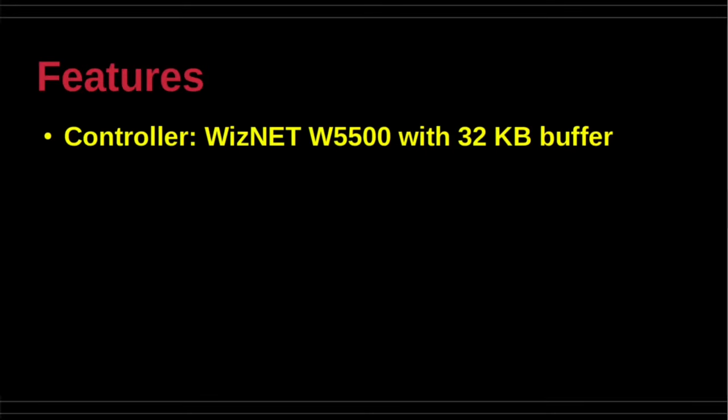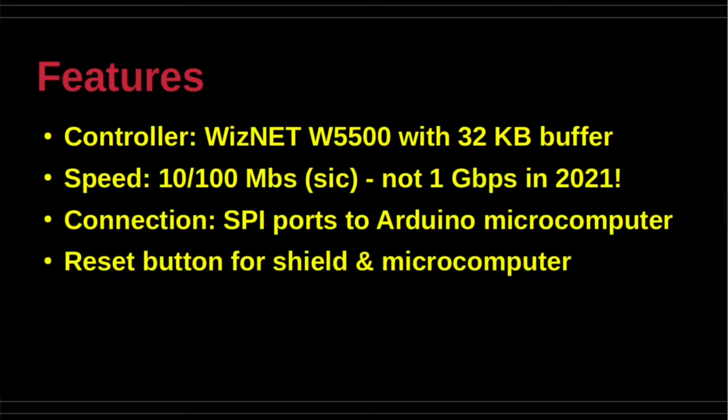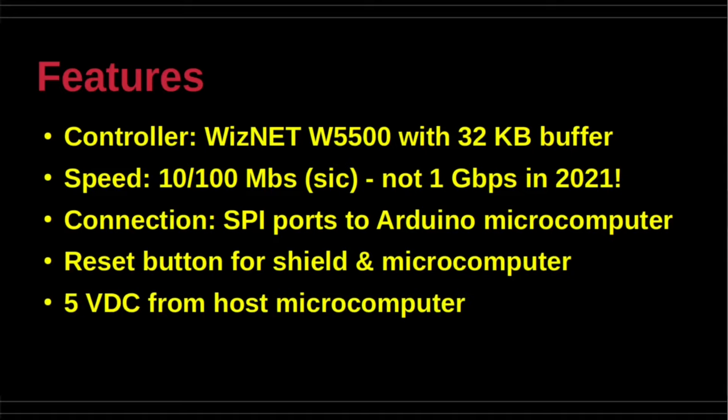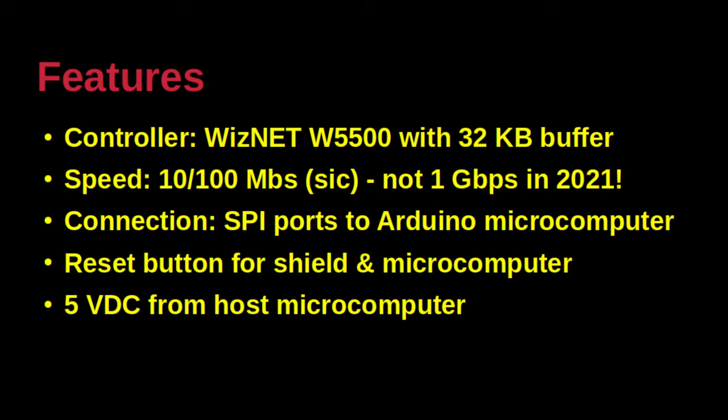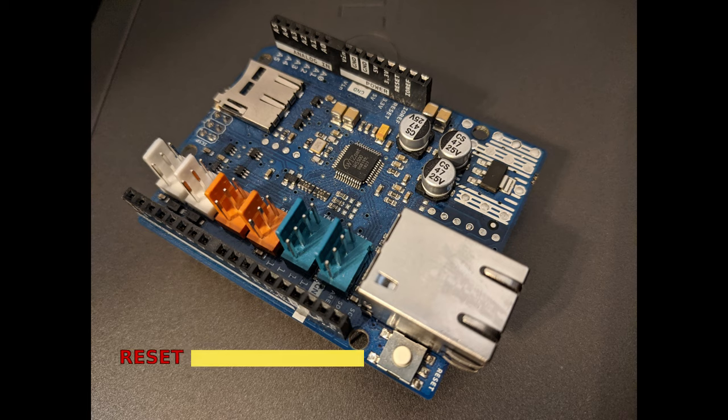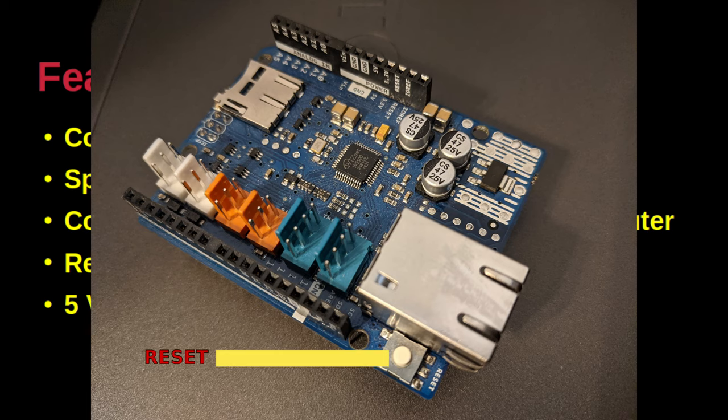The Arduino Ethernet Shield Revision 2 has the following key features. The controller uses the WizNet W5500 chip with a 32 kilobyte buffer. The upper limit of the speed is 100 megabits per second, even in 2021. The connection uses the serial peripheral interface between the shield and the host microcomputer. The reset button on the shield will also reset the microcomputer. And the shield obtains its power needs from the host microcomputer.